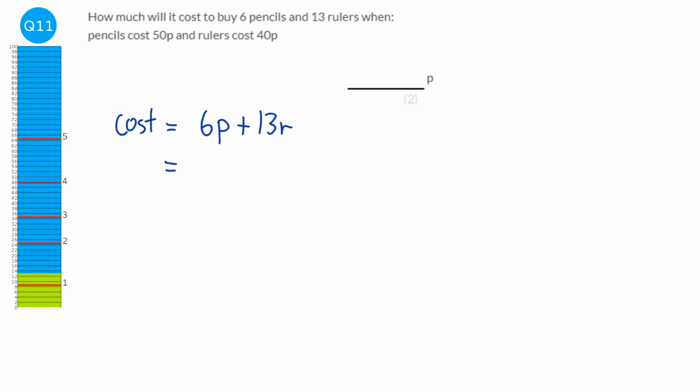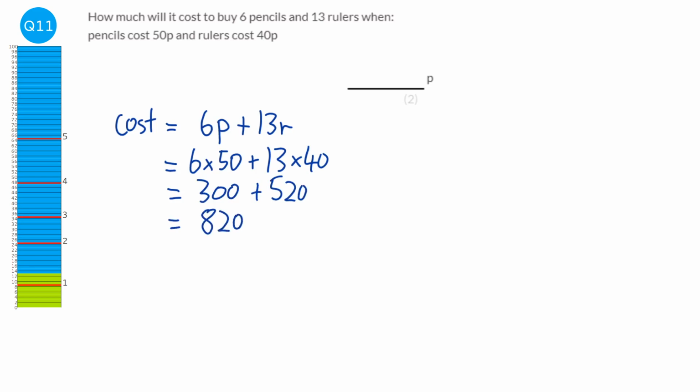A pencil costs 50p, so it's 6 times 50 plus, and a ruler costs 40p, so it's 13 times 40. So 6 times 50 is 300, 13 times 40 is 520. Add those together and you get 820. So that's £8.20, but it does ask, or it implies, that the answer should be in pence, so it's 820 pence.